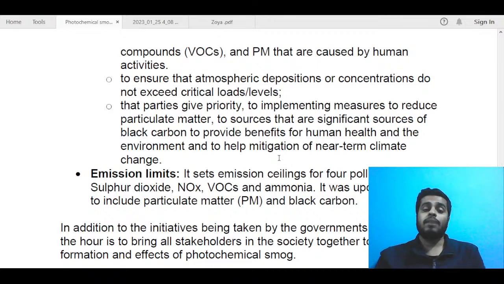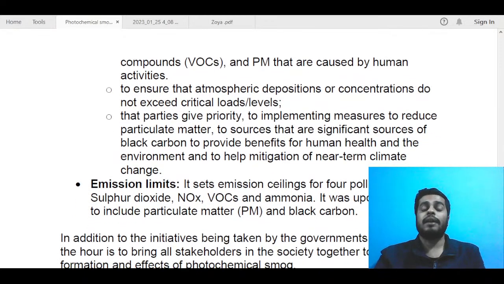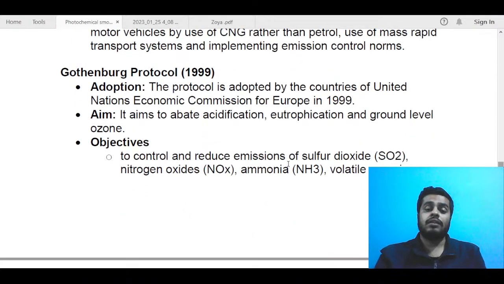Basically, there were four compounds, that is NOx, SO2, volatile organic compounds, and NH3, ammonia. So for these four compounds they gave targets to the countries participating in this protocol to reduce their emissions levels, so that they can help in controlling the formation of ozone and various other pollution problems like eutrophication, ocean acidification, water acidification, all of those things they try to control.